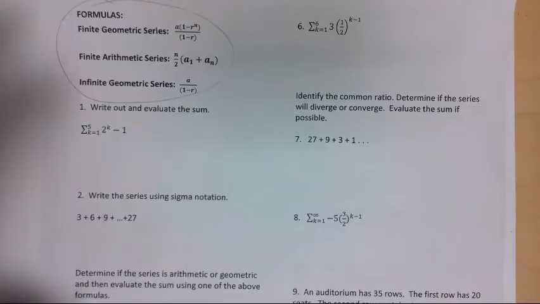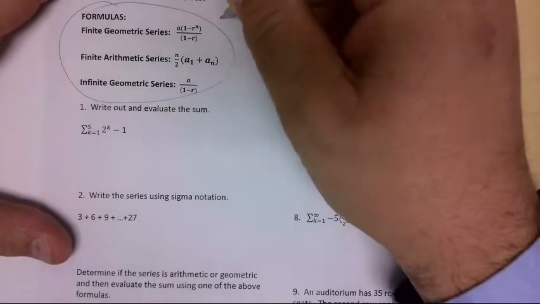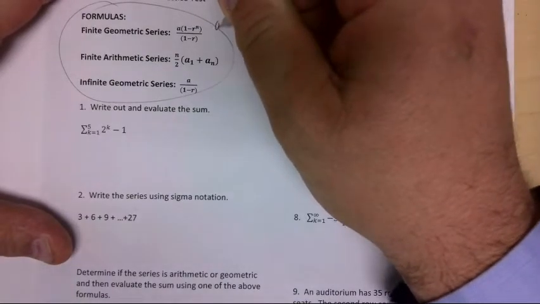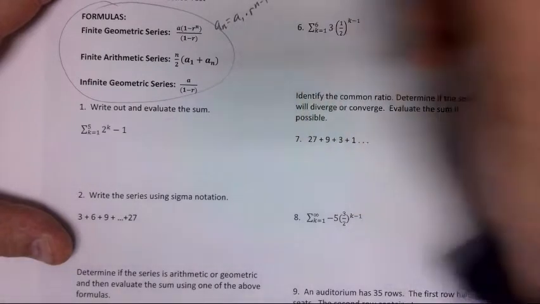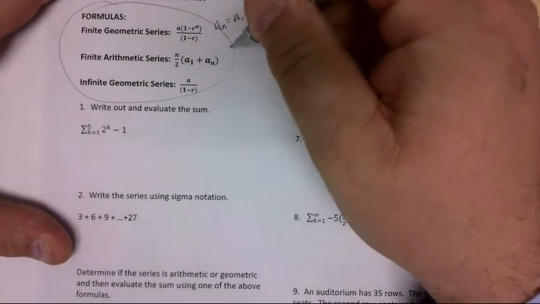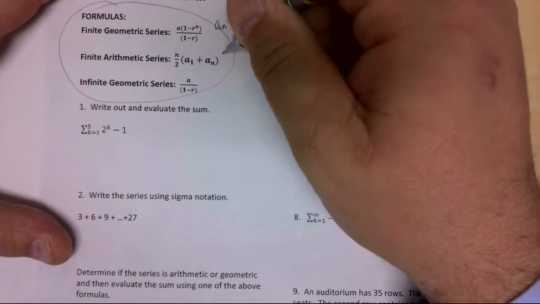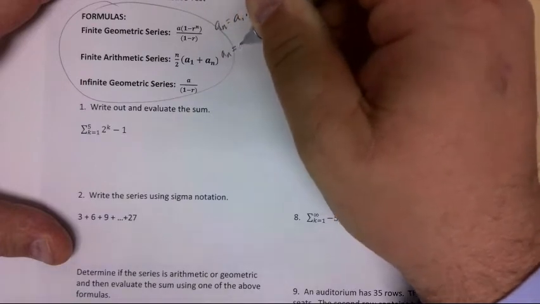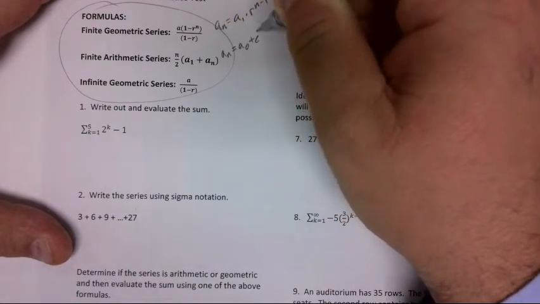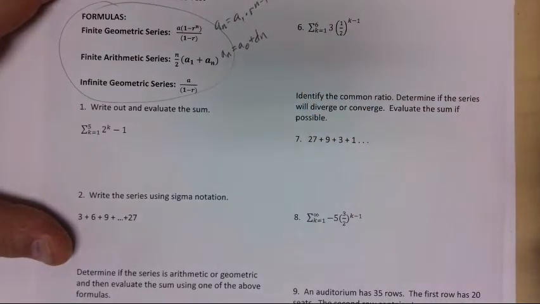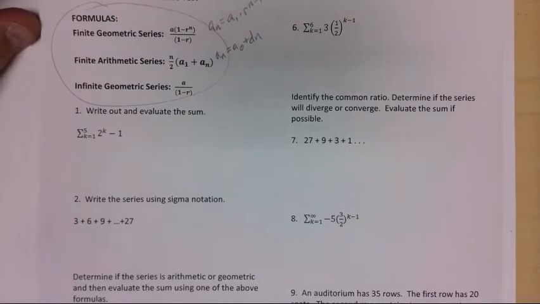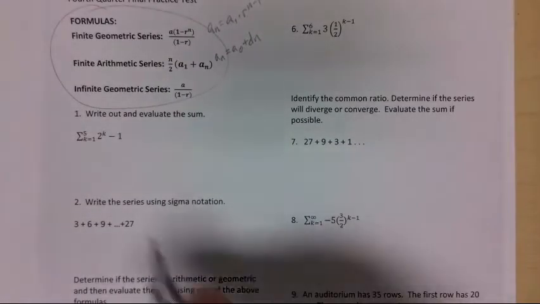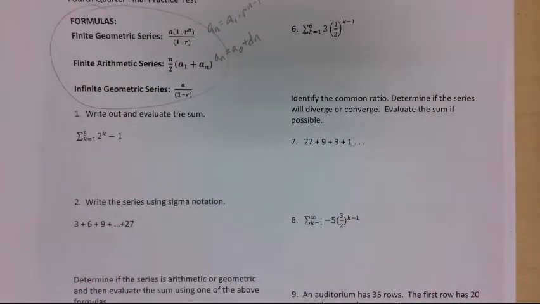Okay, first of all, these formulas are going to be given to you. However, formulas that won't be given to you are these: a sub n equals a sub 1 times r to the power of n minus 1, or for finite arithmetic, a sub n equals the zeroth term plus the difference times n. Those will not be given to you, but you should be able to recognize them and use them. Now, write out and evaluate the sum.